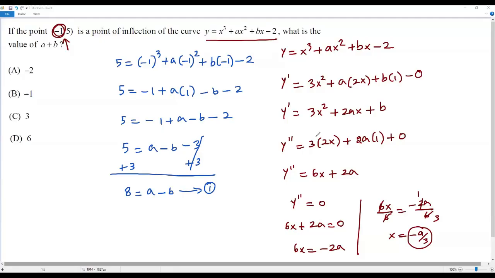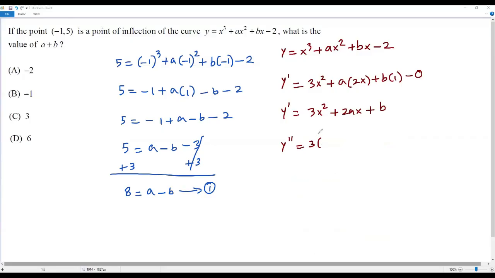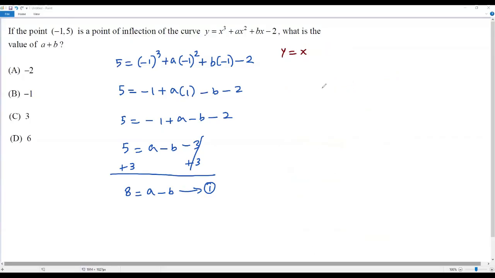Since both negative a over 3 and negative 1 represent the same stuff, we can equate them and solve for a. Let me do it. So we know that negative a over 3 is the x coordinate at the point of inflection. But here in the given point of inflection, we got negative 1. Now what we can do is multiply both sides of this equation by negative 3 to get rid of this negative sign and this denominator 3. Let me do it. So then I'm getting negative 3 times negative 1. Here 3 will cancel. Negative times negative will become positive, positive a. Negative 3 times negative 1 will become positive 3. Okay, now I got the value of a equals 3.